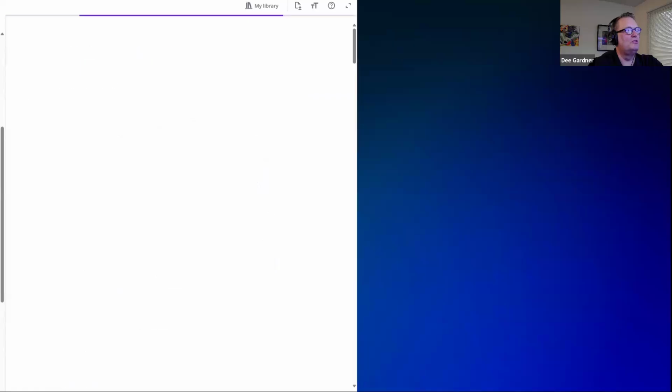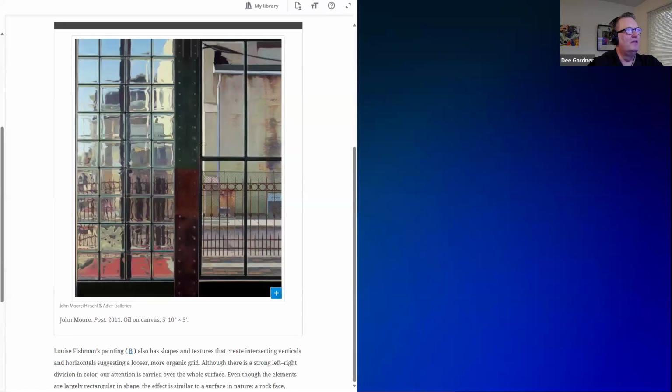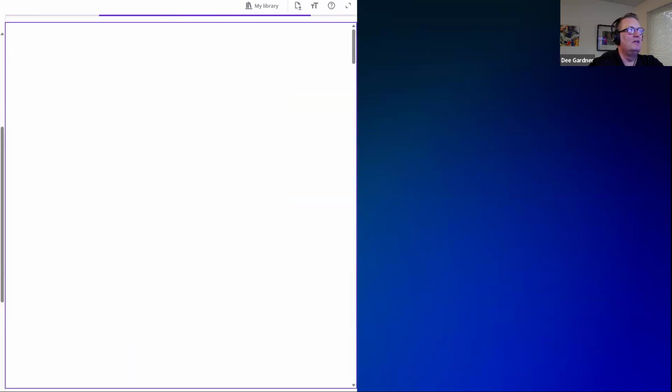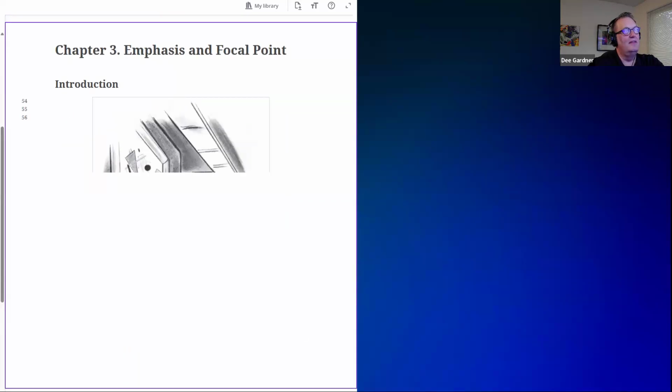Now we're into scale and proportion. So that's it for the chapter. Back to the emphasis and focal point here. So that's it for tonight.